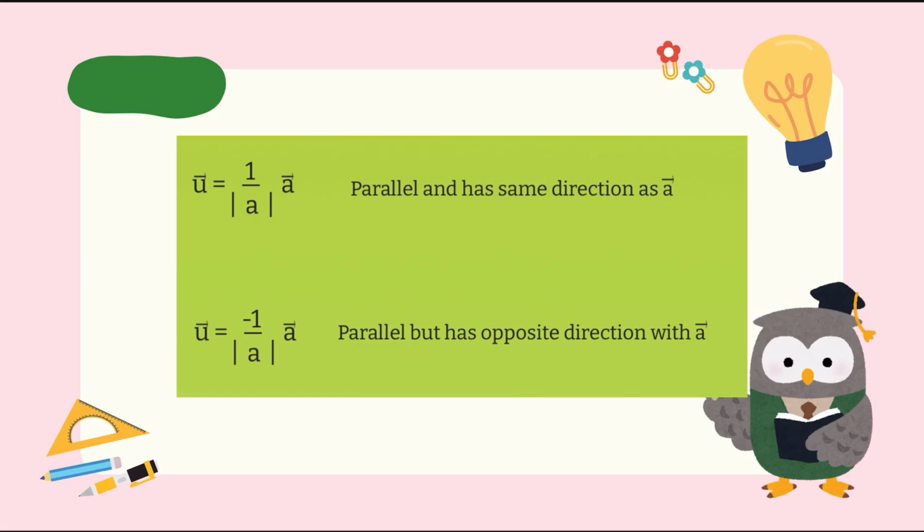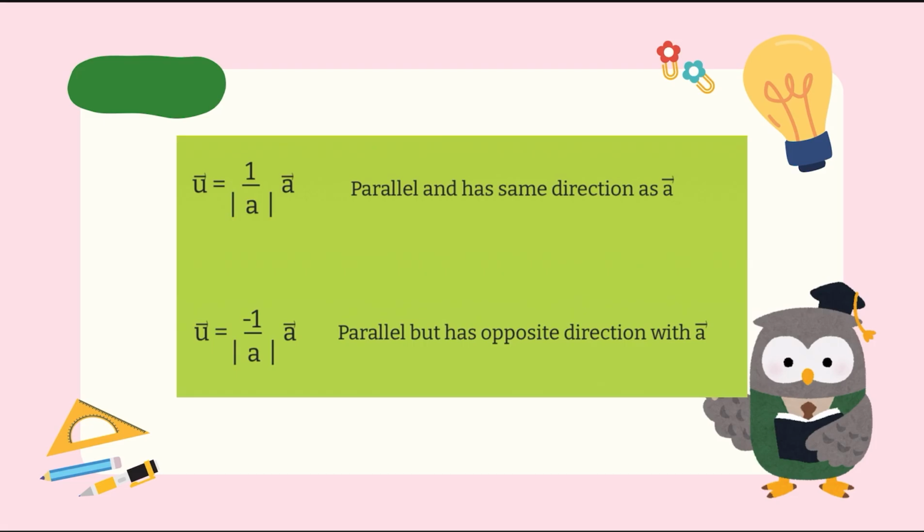And if the scalar is positive, then the result is parallel and has the same direction as vector a. And if we make it negative, which is -1 over the magnitude of a, then we get a parallel unit vector, but with the opposite direction to vector a.